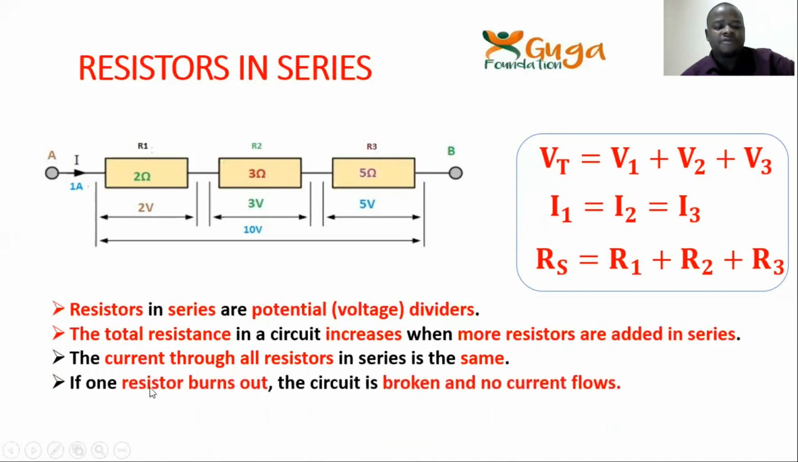Now, if one of the resistors burns out, the circuit is broken, and no current will flow. If this one is burned out, it means that the current cannot go to 3 and 5, right? The circuit is broken.